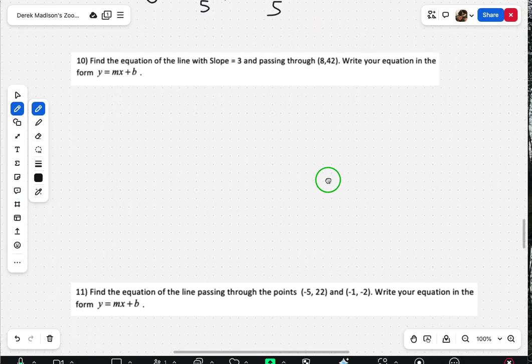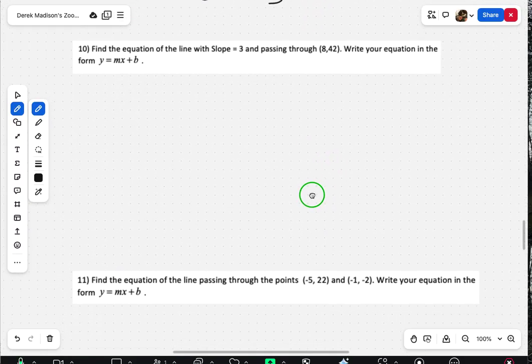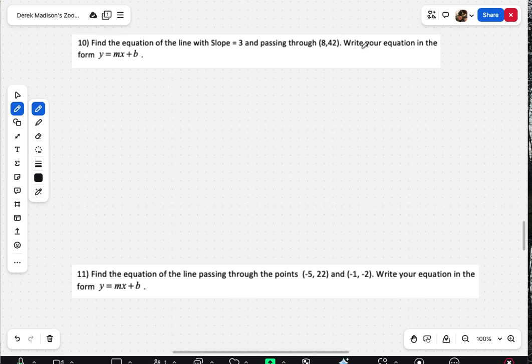For this next one, we're supposed to find the equation of the line with a slope of -3 and passing through this point. Write your equation in slope-intercept form. So this is where I was saying there's a couple of ways to do this. First let me write down what we know. We know m equals -3, and we have a point (x, y) of (8, 42). So we know (8, 42) would satisfy our equation.